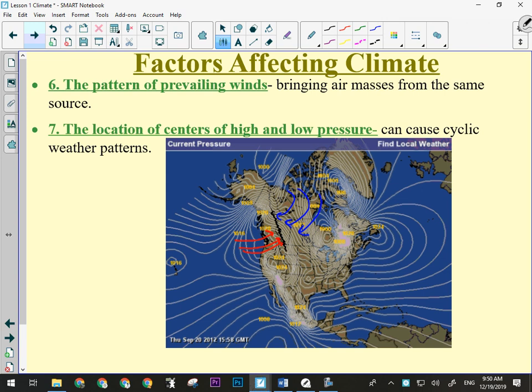Okay, typically lower pressure areas are going to be warmer and full of moisture. Okay? So that's why we see that this area in here is typically quite wet, whereas over here, this area is typically quite dry.